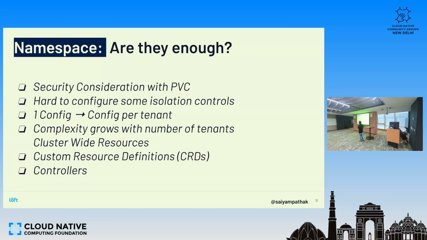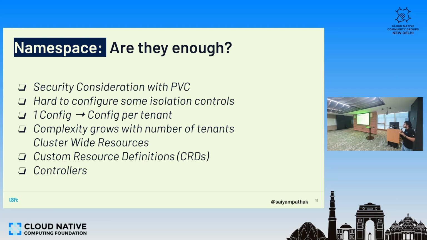But are they enough? Here are some of the things where the namespace model doesn't actually fit, and is not practical when it comes to multi-tenancy, and when we want to give full control to a particular person. How do you generate the configs? How do you do all these things in an autonomous way? What about custom resources? Because custom resources are cluster-wide resources. How do you manage that, and how do you share that across the namespaces?